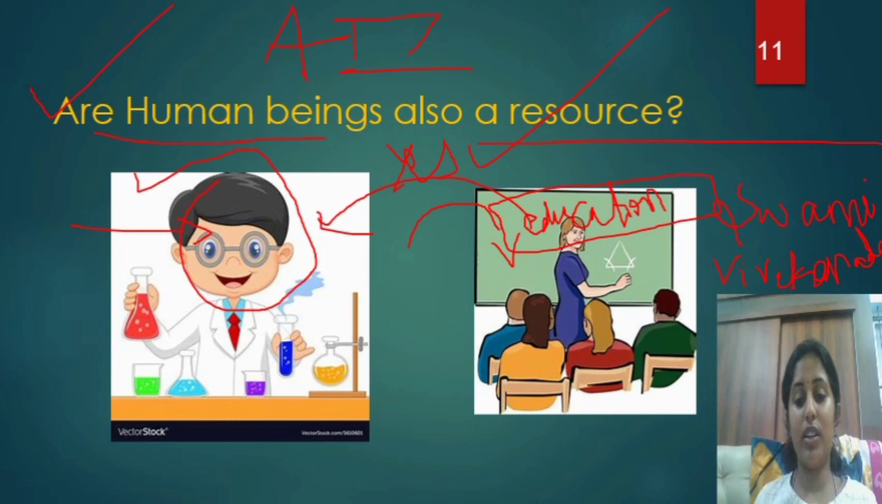So what is most important? Education. As per Swami Vivekananda, we are all incomplete if we don't know how to read and write. Education is an important step. So for this question, are human beings also our resources? Yes, the human brain. If we give the right resource, a right path to that brain, it can have no limit. It has no boundaries, my dear students. Understood? Okay, we'll go for the next topic.